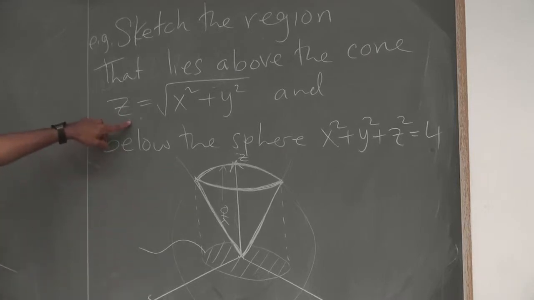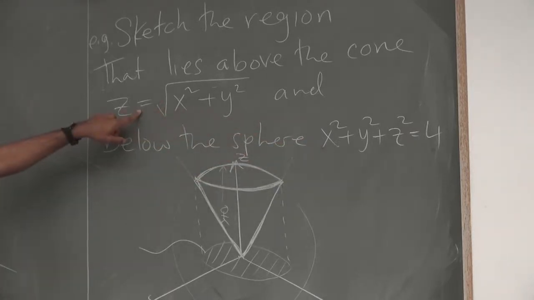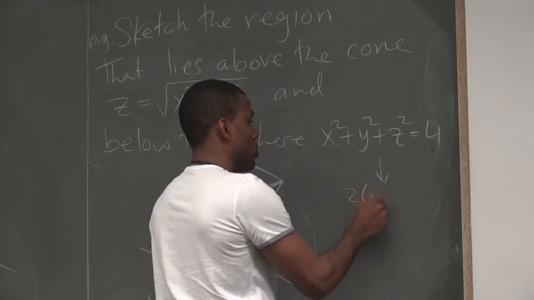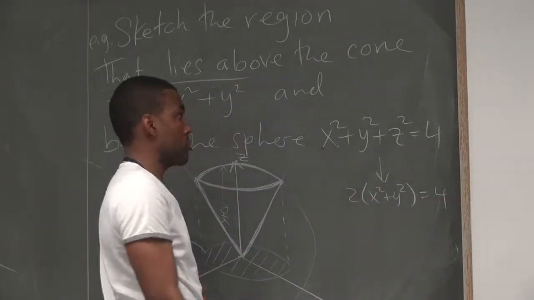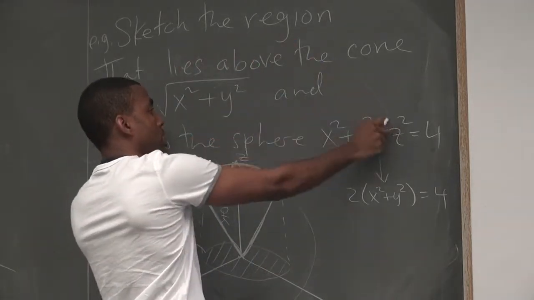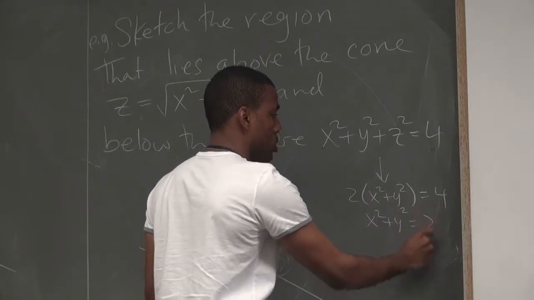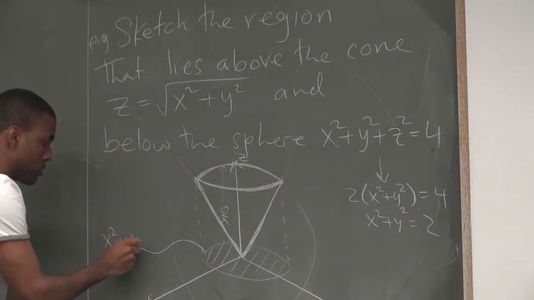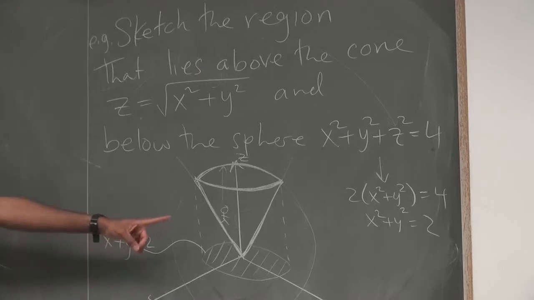They intersect. I have to intersect this with that, right? From here, z squared is equal to x squared plus y squared, so I plug that in here by substituting this z into that, and you just get x squared plus y squared equals 2. So this is a circle of radius radical 2. That's going to be important later.